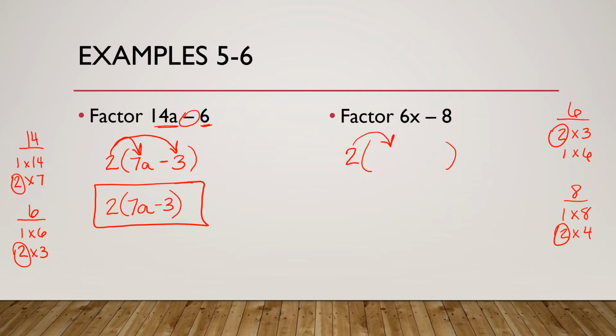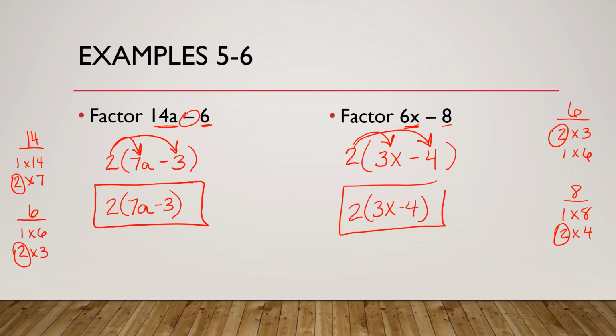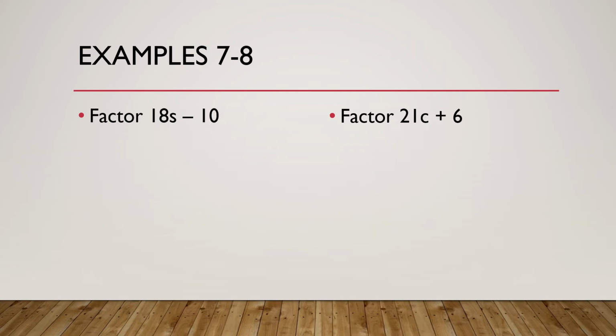So 2 times what would give us 6x, which would be 3x. Bring down your minus sign. And 2 times what would give us 8, which would be 4. So we get 2 times the quantity 3x minus 4. Pause your video and try 7 and 8.